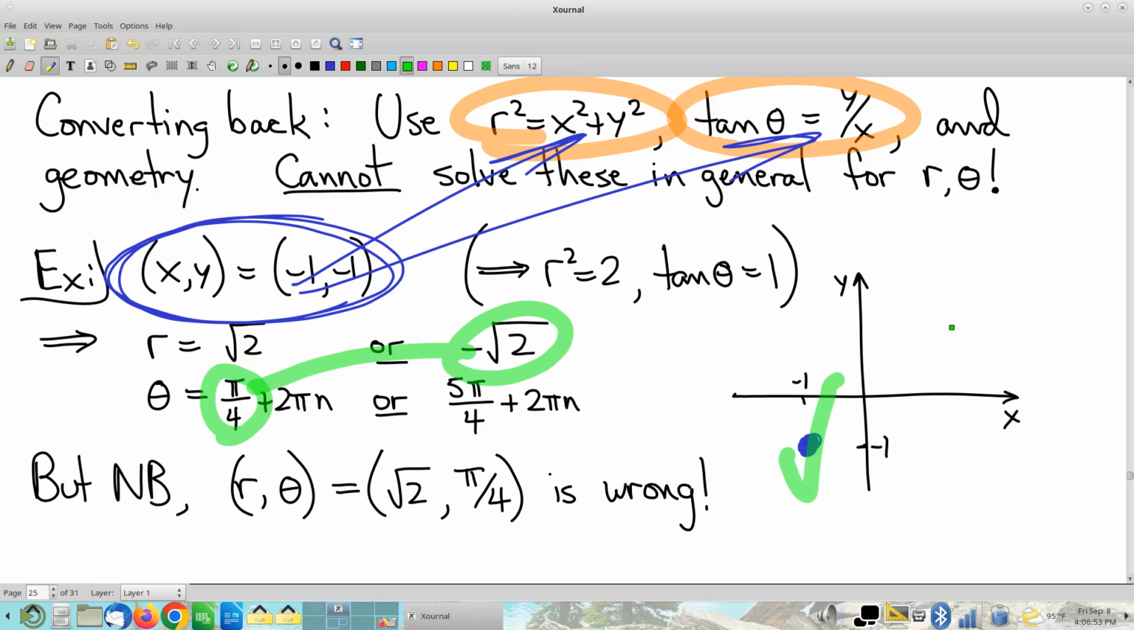What if I chose the 5 pi over 4? That gets me going what you might call the correct direction. Cool, now I'm going right at it. How far do I need to go in the correct direction to get to that point? Well, I'm going the correct direction, so square root of 2.